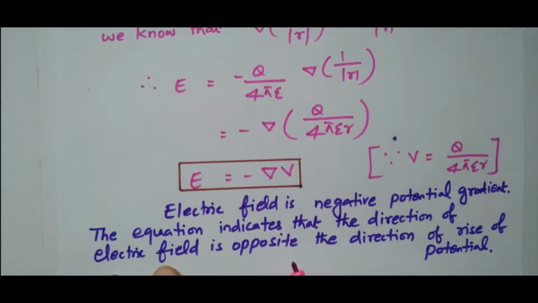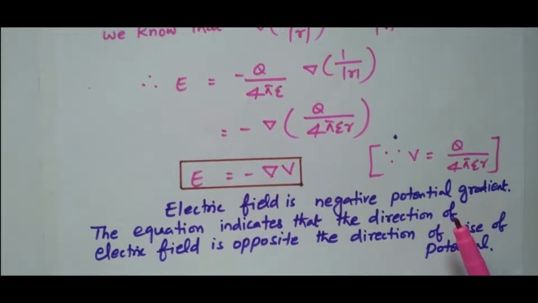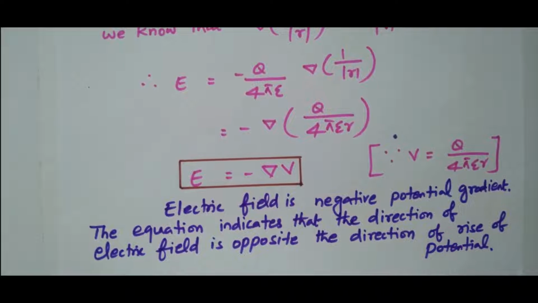What is the meaning of this? The electric field is a negative potential gradient. Electric field and potential are negative gradient. This equation indicates the direction of electric field is opposite to the direction of rise of potential. Right? Both are negative gradient. The direction of electric field intensity is opposite to the rise of potential. E equal to minus del V.